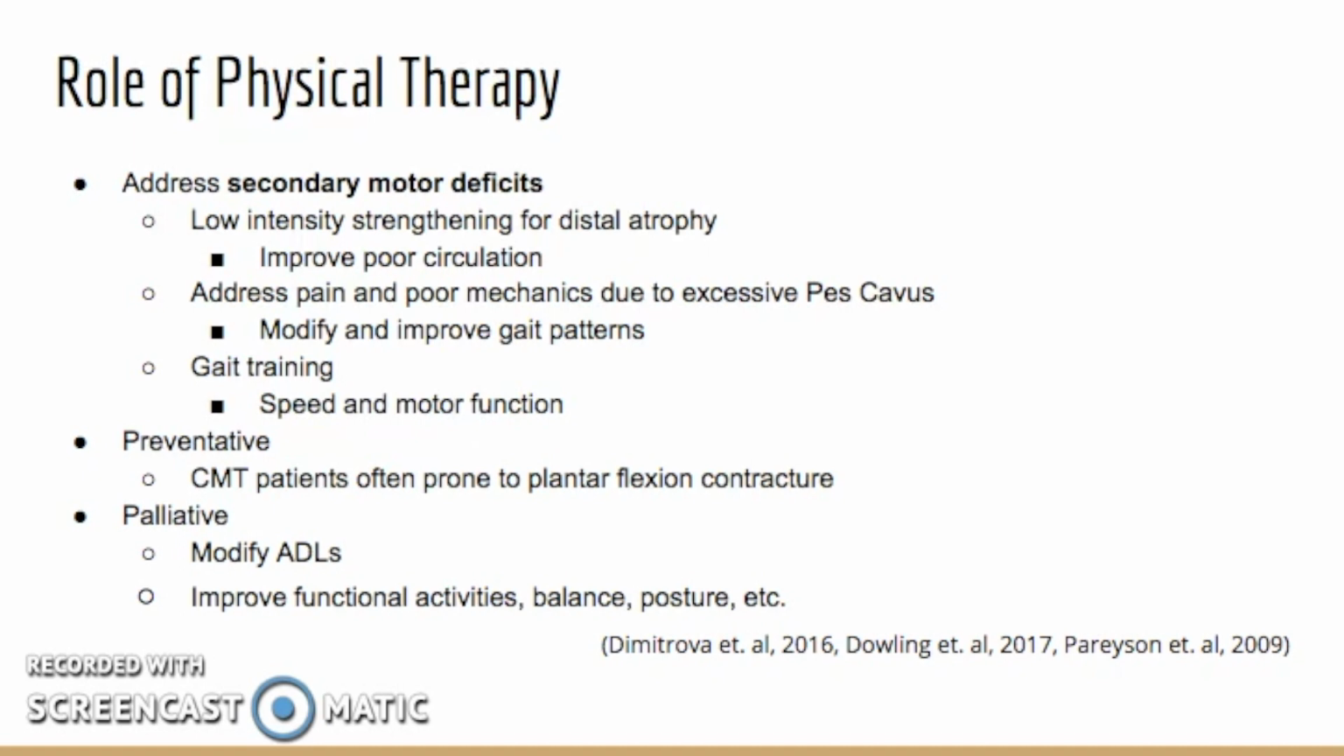speed and motor function. Physical therapy can also be preventative, as CMT patients are prone to plantar flexion contractures due to the lack of musculature on their anterior lower extremity. It can also be palliative, meaning that it addresses the quality of life of the patients by modifying their activities of daily life, improving their functional activities such as balance and posture.